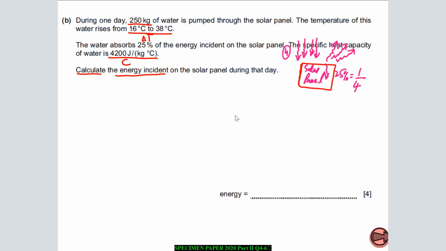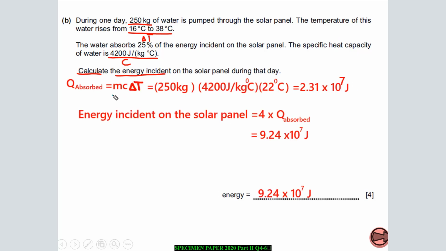So let's answer now. This is just simple use of the formula mcΔT. This one is the mass, here is the c, and here is ΔT. ΔT means 38 minus 16, so we got 22. We don't need to convert to Kelvin in this case because the change is the same. ΔT is the same in Kelvin and also in the Celsius scale. So if we calculate, this is the amount of heat absorbed by water.